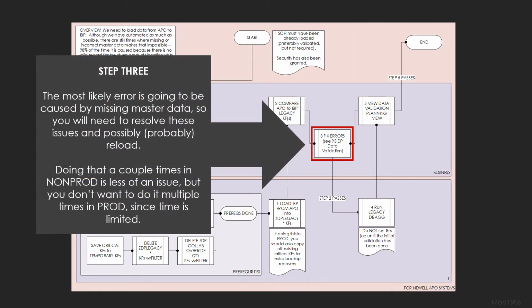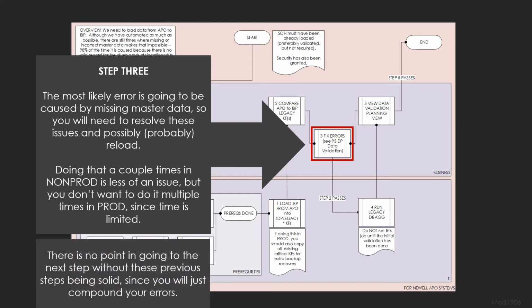Step 3, the most likely error is going to be caused by missing master data, so you will need to resolve these issues and probably reload. Doing that a couple of times in non-prod is less of an issue, but you don't want to do it multiple times in prod since time is limited. There is no point going to the next step without these previous steps being solid, since you will just compound your errors.